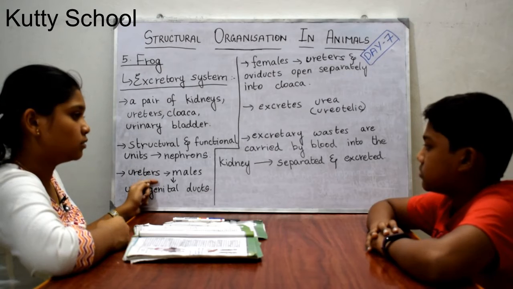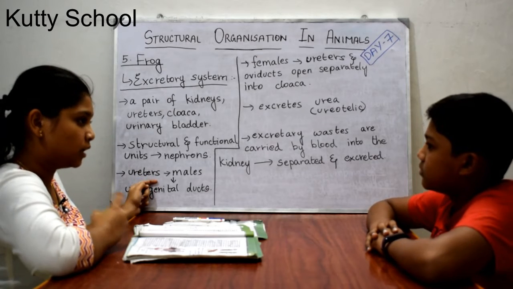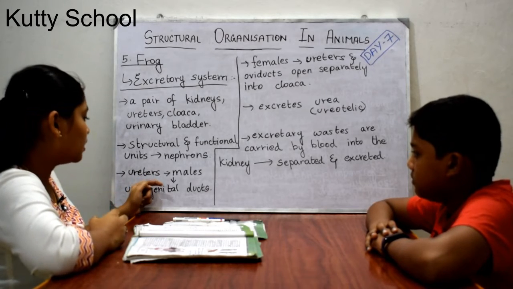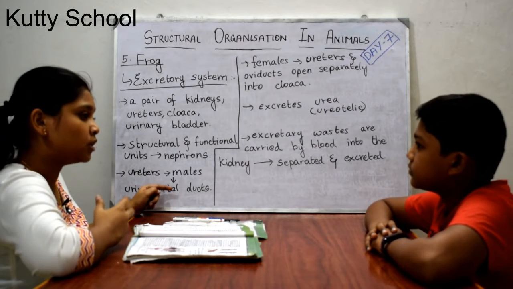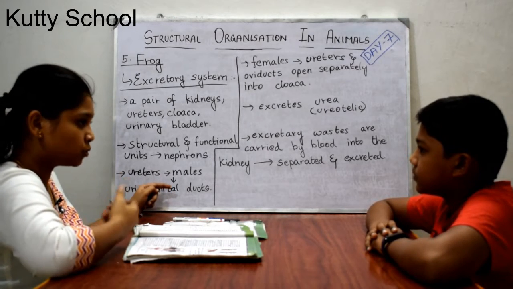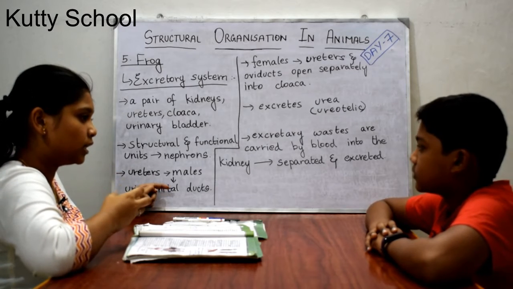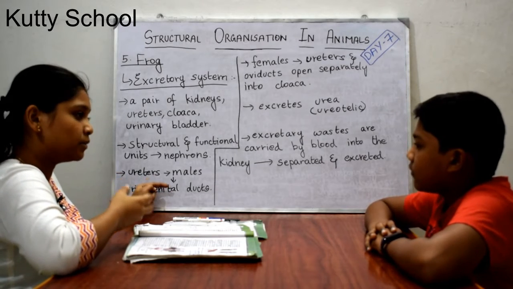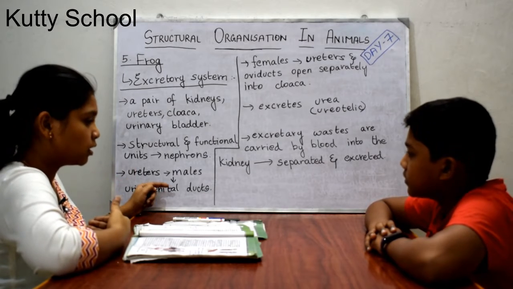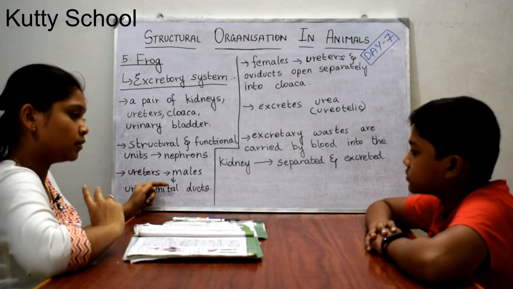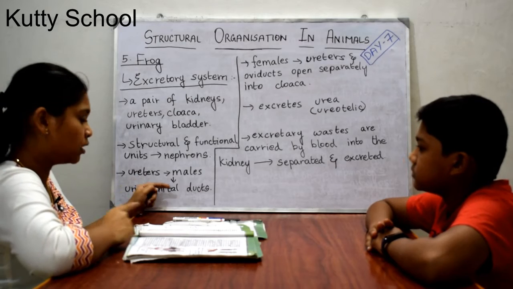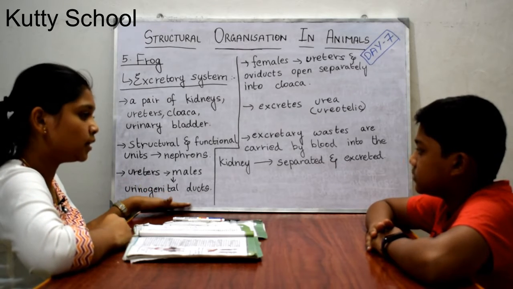And the two ureters which arise from the kidneys in males also act as urinogenital ducts. The urine is passed through the ureters, and even the sperms, the male genital gametes, are also passed through the ureter. Since urine and sperms both pass through the ureter, it is known as the urinogenital duct in male frogs.